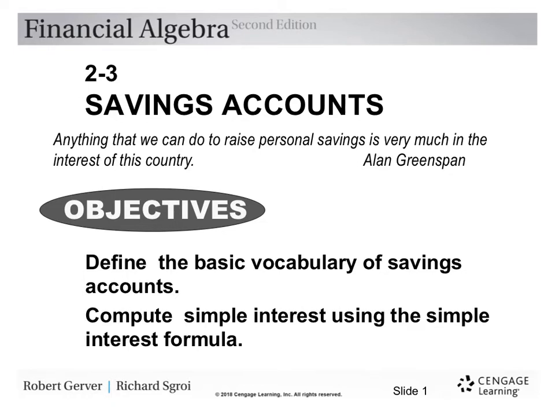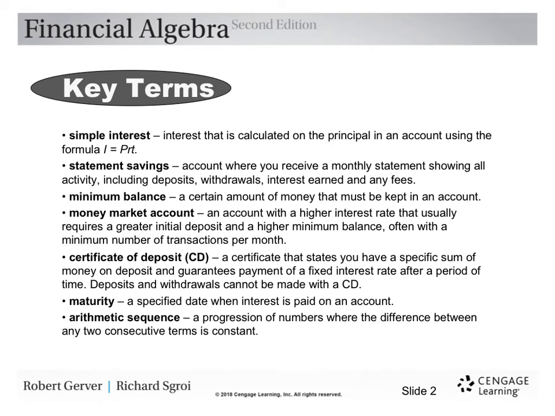The objectives: define the basic vocabulary of savings accounts and compute simple interest using the simple interest formula. Here are some key terms that we need to understand and know the definitions of. First of all, is simple interest. This is interest that is calculated on the principal in an account using the formula I equals PRT, and we'll learn more about that as we go along here.